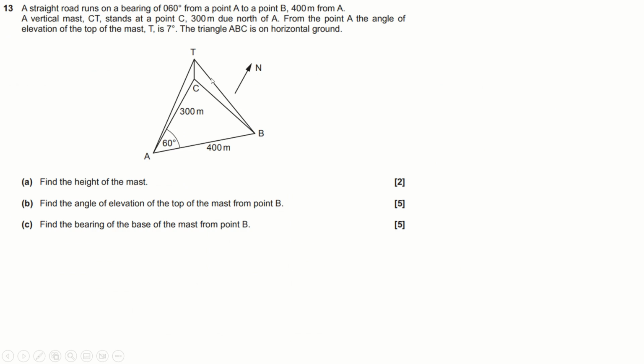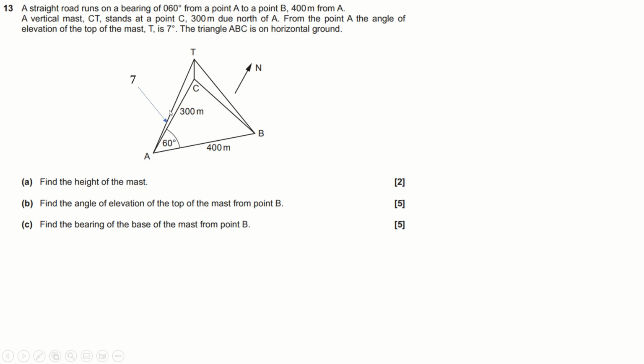So nice trig question here. This picture here is a 3D image, so it comes out of the page. This is a mast here. This is the ground, this triangle 300, 400, 60. That's the triangle on the ground. And then this is coming out of the ground upwards. And this angle here, it says, according to the thing, is 7 degrees.